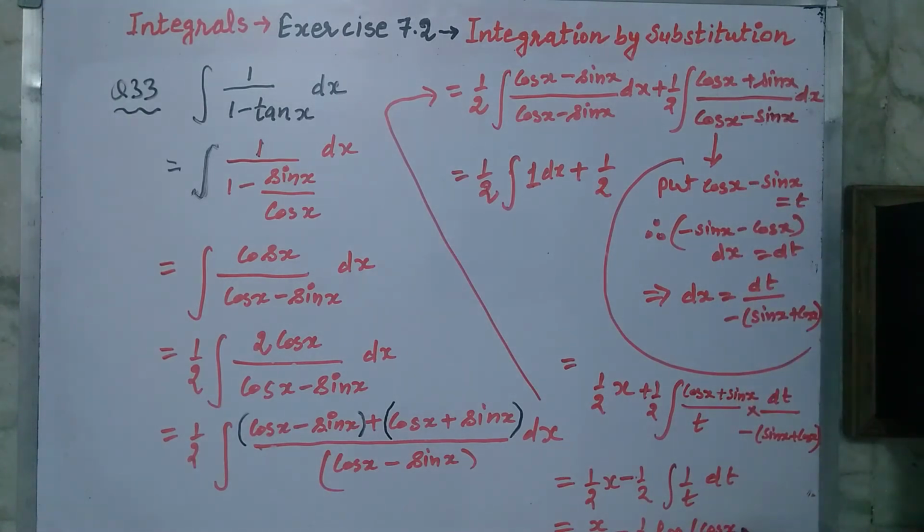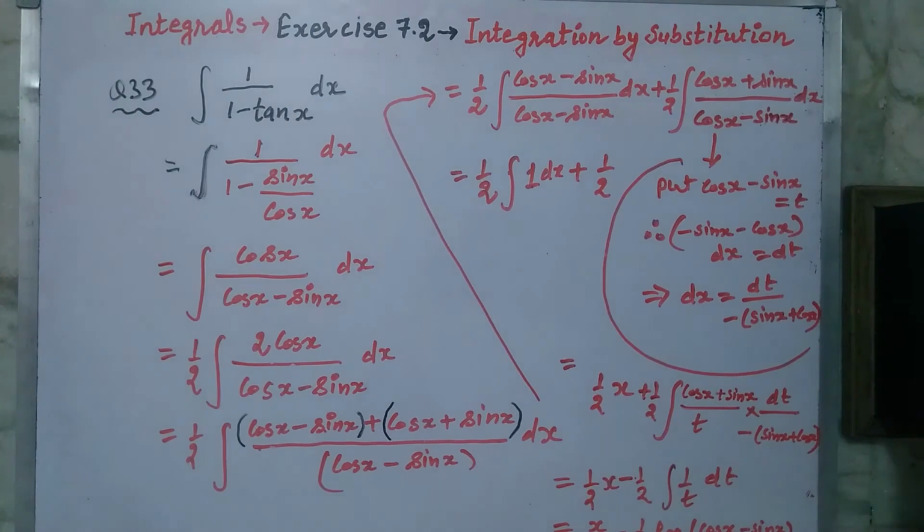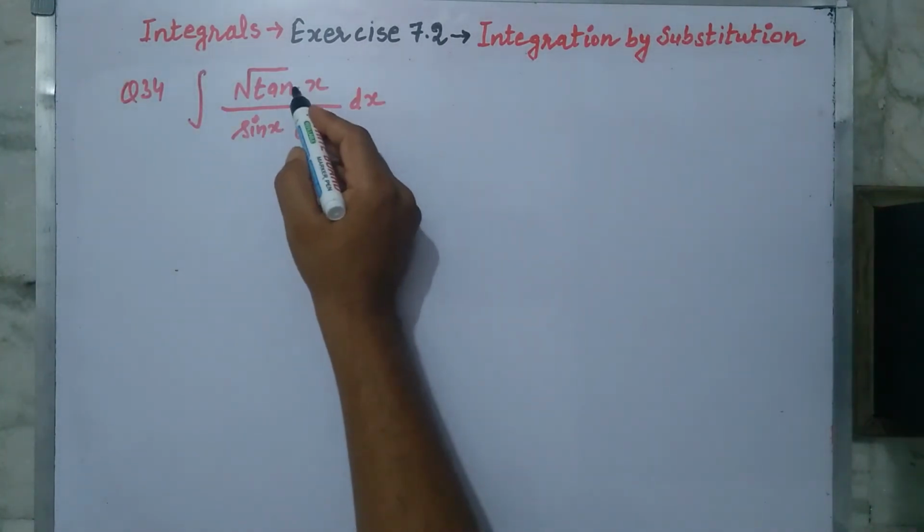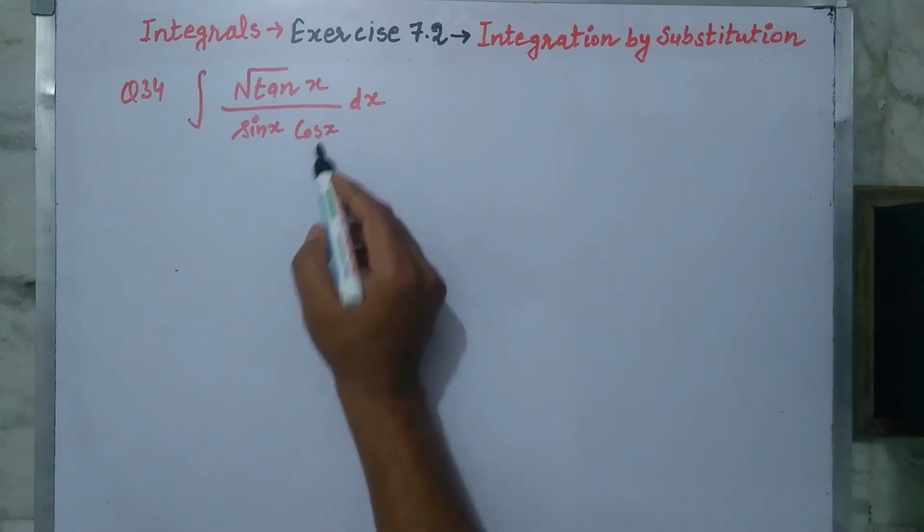Cos of x minus sin of x plus c. Next question, question number 34: integration of square root of tangent x upon sin x into cos x.